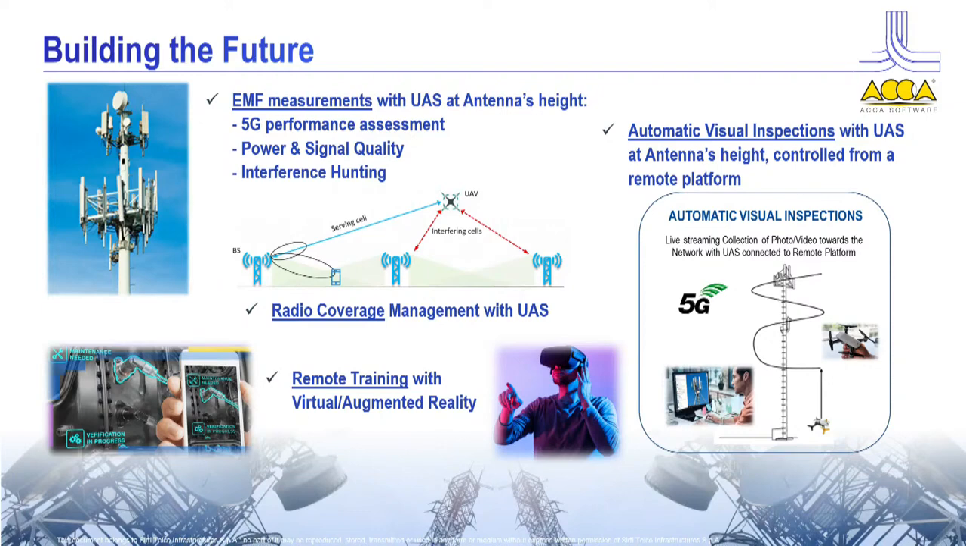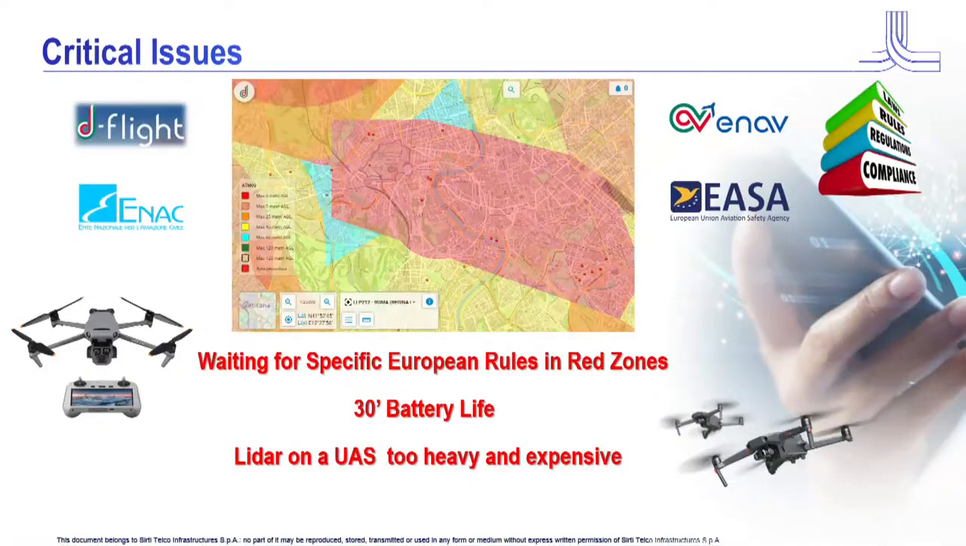And we need the technology. We need room to evolve. We are waiting for them to evolve. A critical issue at the moment for us is, for example, the battery life, the weight of the battery, the costs, especially the LiDAR on a drone, which is expensive at this moment.